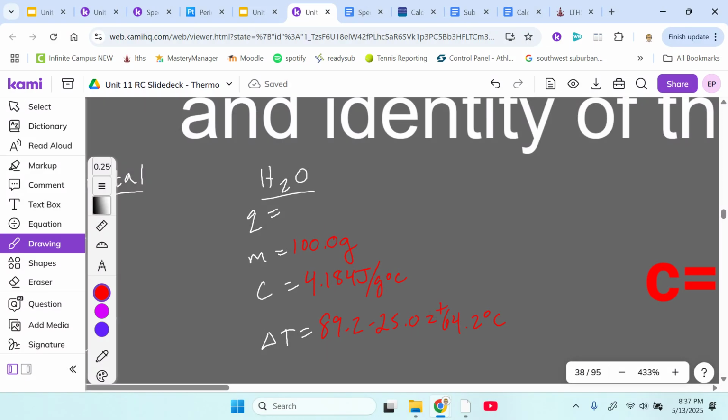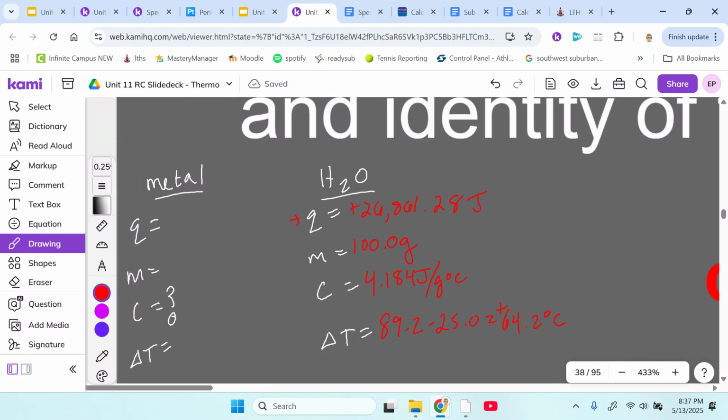Now let's multiply M times C times delta T. So 100 times 4.184 times 64.2. I'm getting a total number of positive 26,861.28 joules. Remember that joules are small, so we need a lot of them for a temperature swing here of water. All right, now the amount of energy that the water absorbed is equal to the amount of energy the metal gave to it. Remember, it's an energy transfer happening in the calorimeter itself. All of that energy is flowing to the water, but let's make it a negative sign from the perspective of the metal.